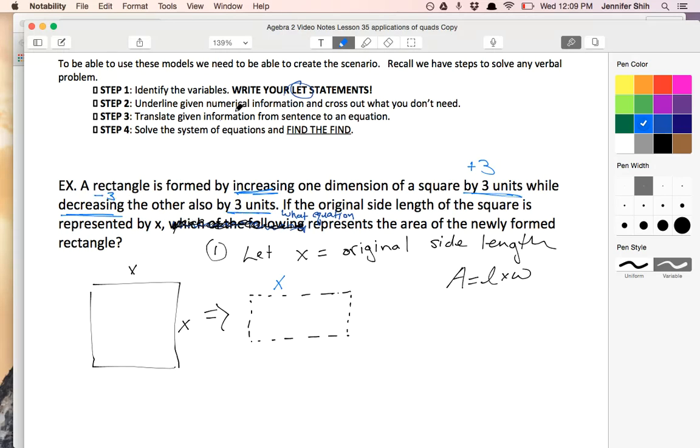So I'm underlining numerical information, and I already crossed out what I don't need. And now we just have to translate given information from sentence to an equation. This is probably the most difficult step. So if you need help, usually you're stuck on step 4. One side is going to increase by 3 units, and the other side is going to decrease by 3 units. So our area is our length times our width, which is x plus 3 times x minus 3, or x squared minus 9.